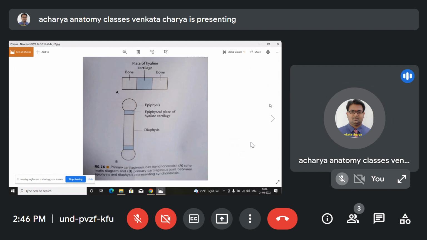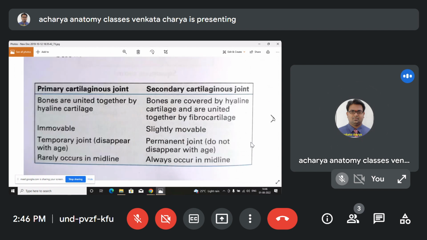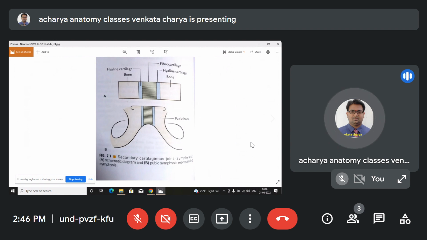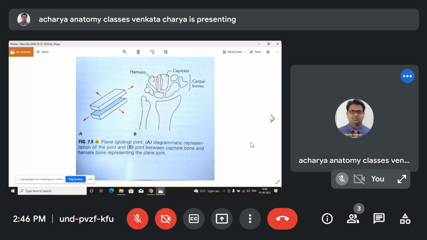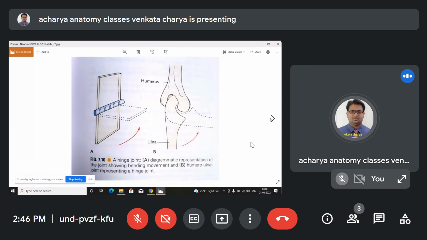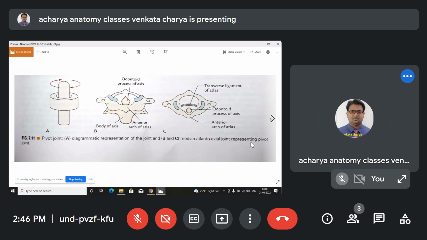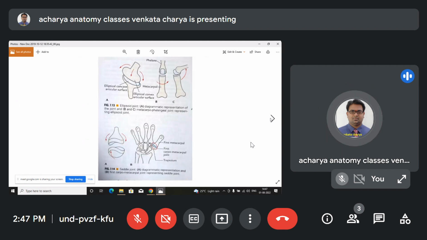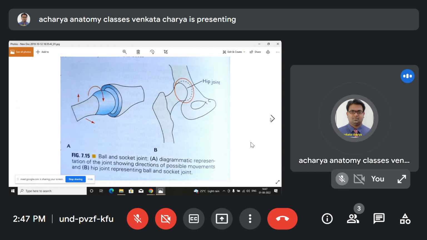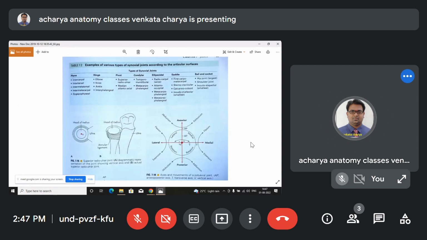Next, primary cartilaginous joints, secondary cartilaginous joints, synovial type, plane joint, hinge joint. Then this one is the atlantoaxial joint, pivot, condylar joint. Next, ellipsoid joint, saddle type. Then ball and socket type. Then axis. Are you getting? So this one is for the 10 marks. So you must write all the classification.